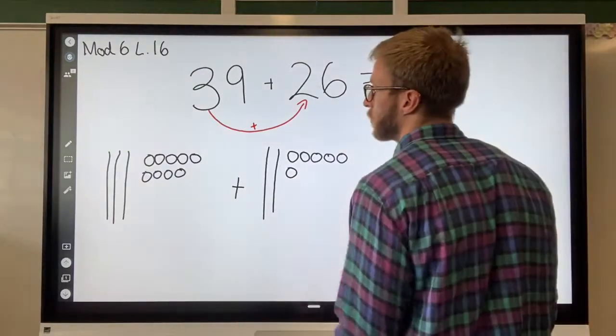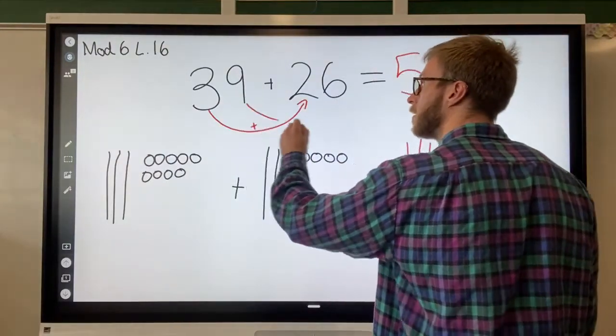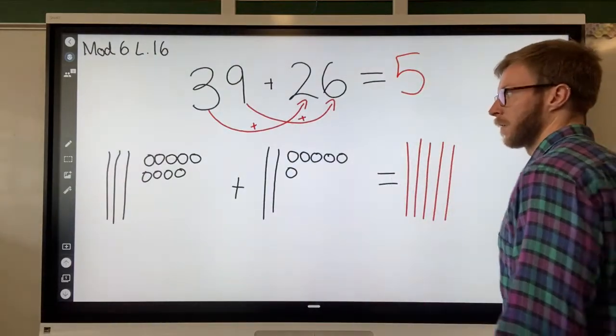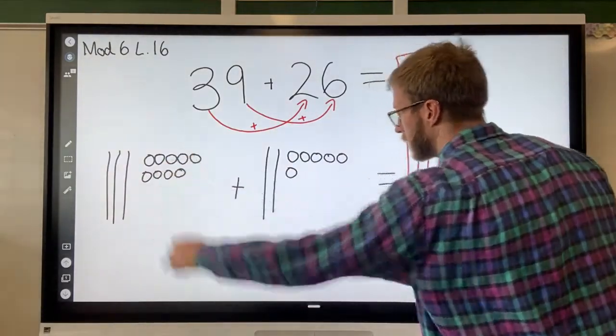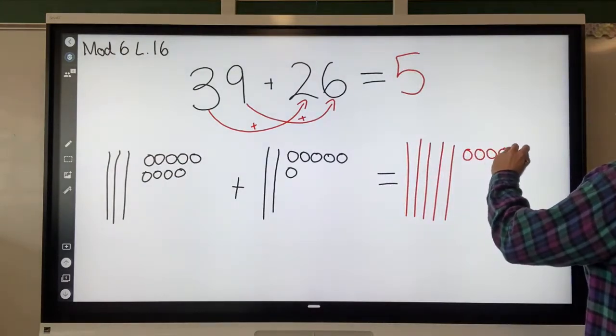So now let's do our ones. We have 9 ones plus 6 ones, or 9 plus 6. Okay? So I'm going to draw these 9 out over here. 1, 2, 3, 4, 5.